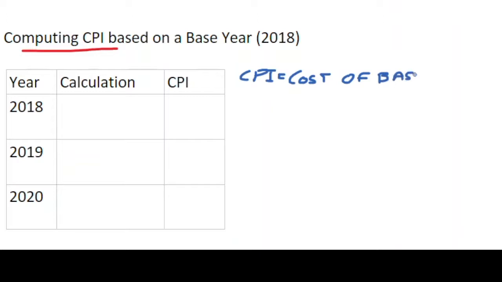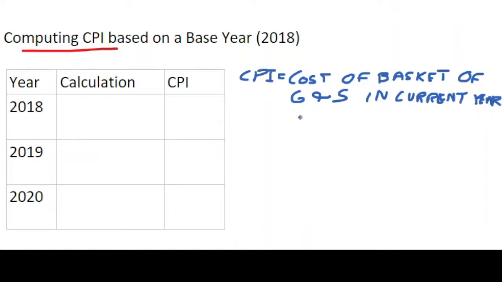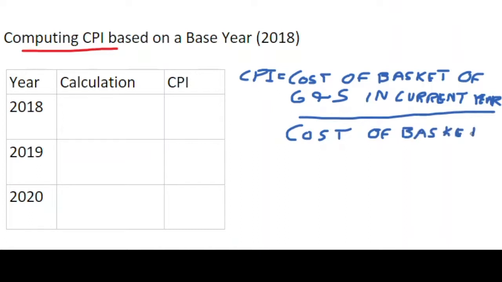So a basket of goods and services, we'll call that G and S, and that's in the current year. So in the current year, and all of this is divided by the cost of the basket. So cost of the basket, and what we say is the cost of the basket in the base year.